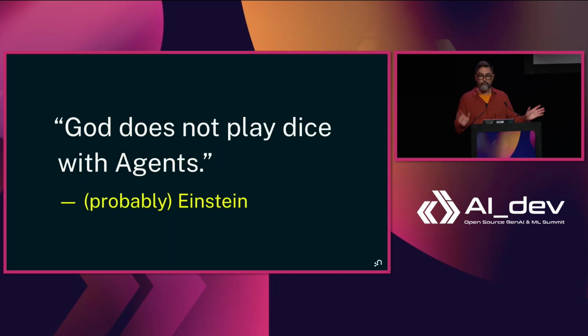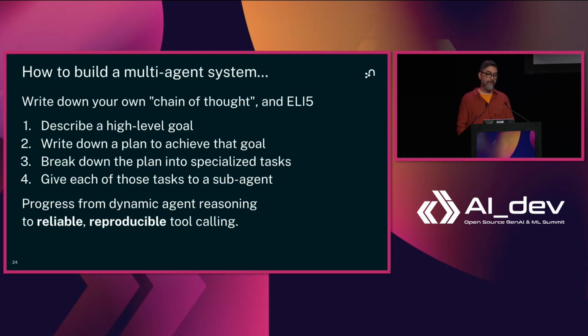Okay. Another somewhat ChatGPT, maybe made up quote, probably you've heard Einstein say this: God does not play dice with agents. So in a multi-agent system, and now actually I'm going to peer out past the lights and ask another question. People who have built agent systems at all? A couple of people start to get into agents.